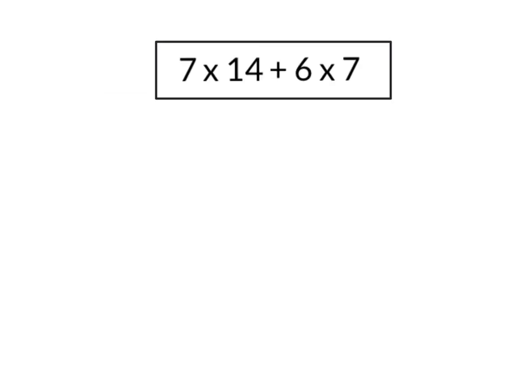Let's have a go at this question using everything that we've learnt so far. So we're going to do 7 times 14, add 6 times 7. Well, the first thing I'm going to do is notice that both of these multiplications have a 7 in them. So I'm going to use the commutative law to swap this 6 times 7 round. So I'll end up with 7 times 14, add 7 times 6. I'm going to put brackets around these. And then I'm going to use my dots.